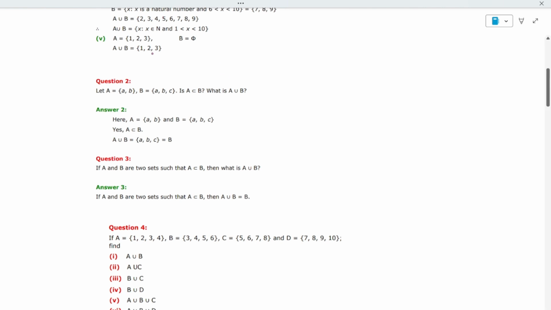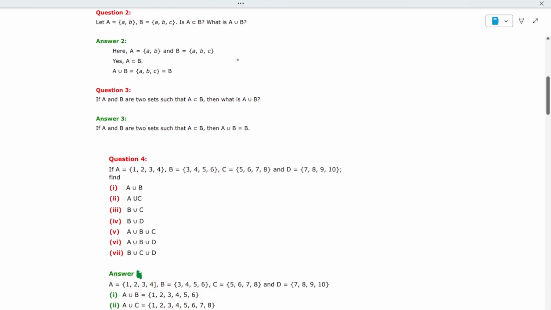Now let's see the last question. A is equal to {1, 2, 3}, B is equal to the null set. A union B will be {1, 2, 3} because the null set is 0. If we write 0 also, the same thing we'll get. If we do not write it also, the same thing is there.